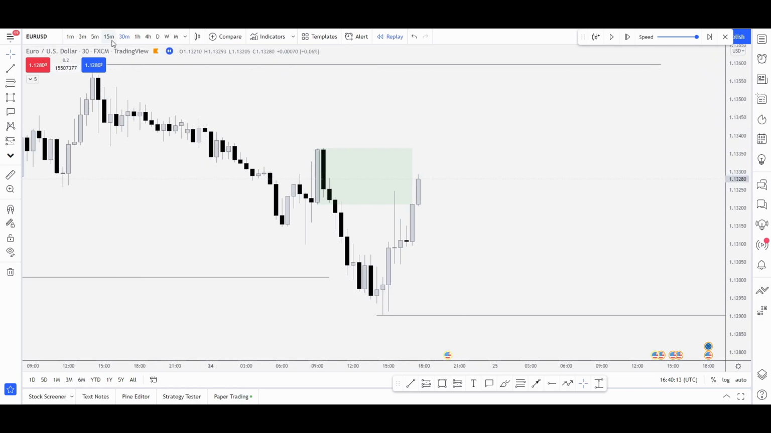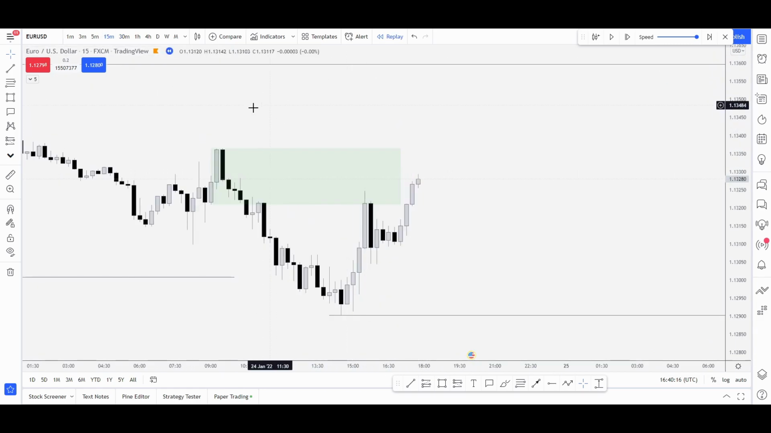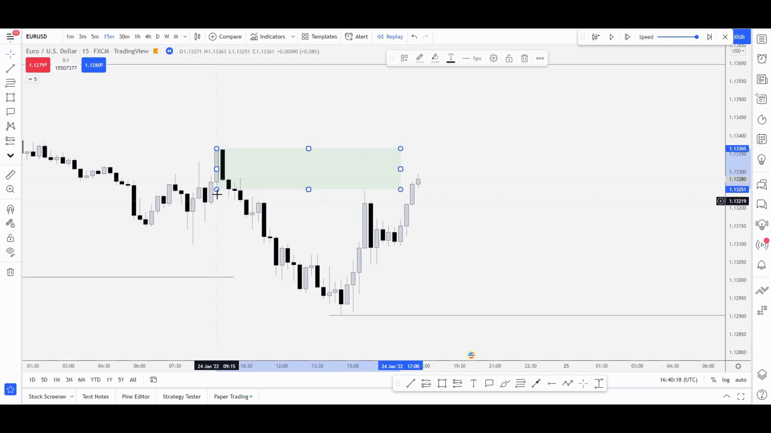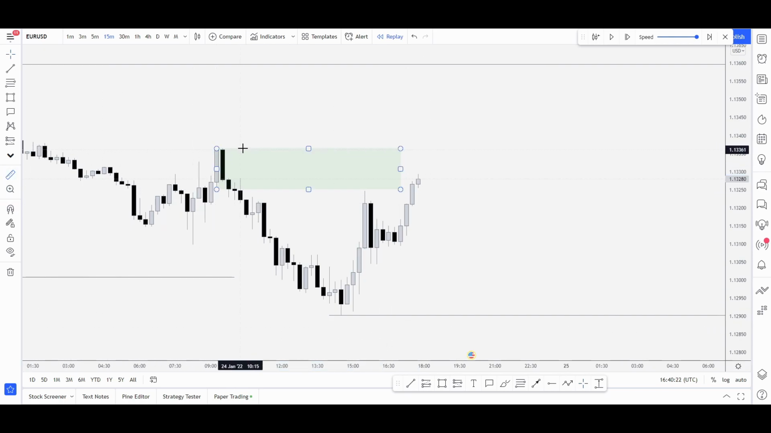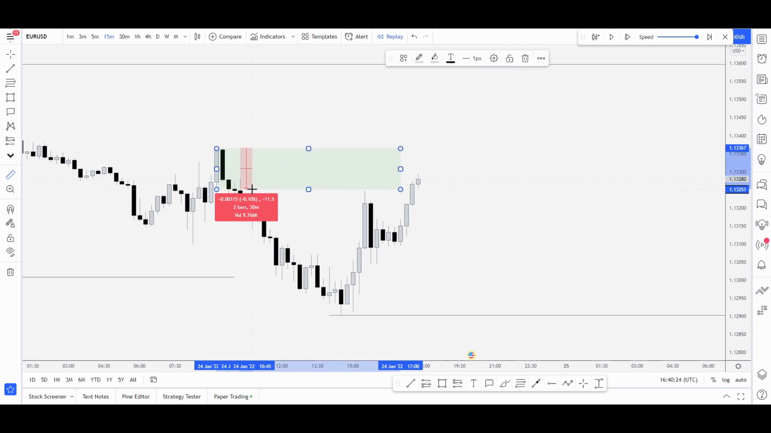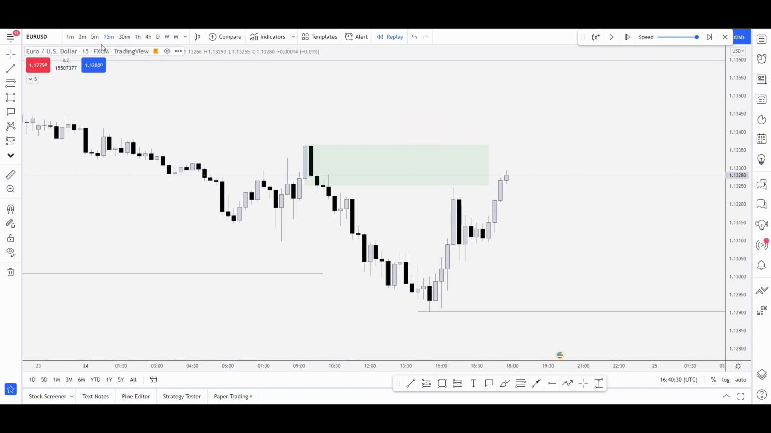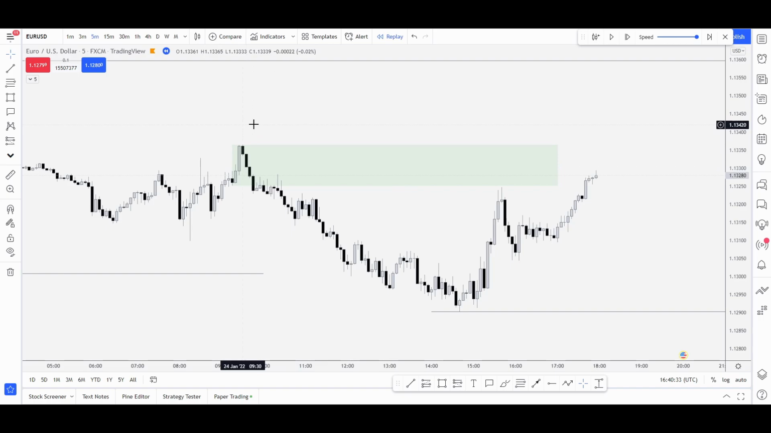Can I get involved closer? So we drop down to the 15. There we go, that's more like it. I've managed to almost halve it. So the new range of this area is about 11 pips. That's better. If I get a 50% entry, that's going to be about 5.5 pips, which means I want to go even closer. What do we get now?